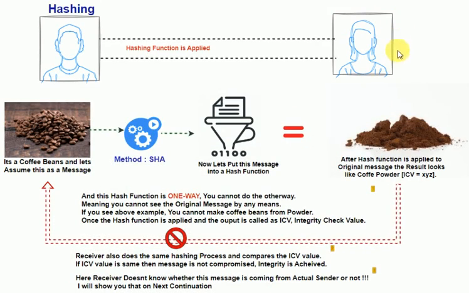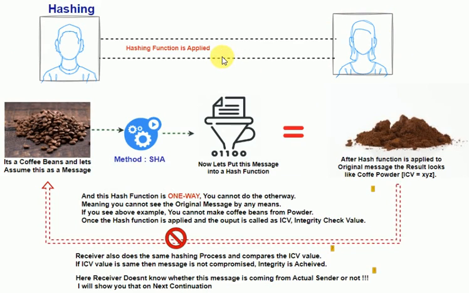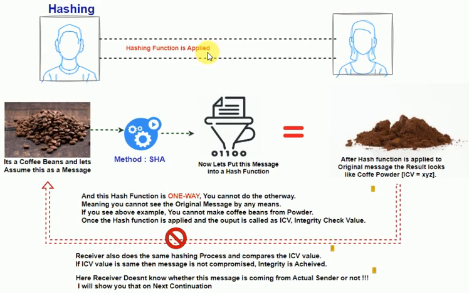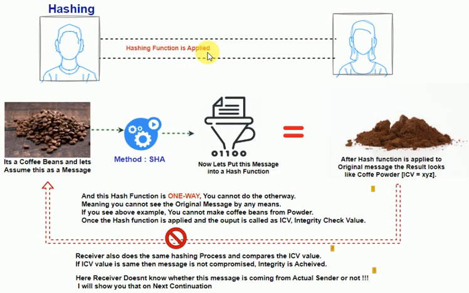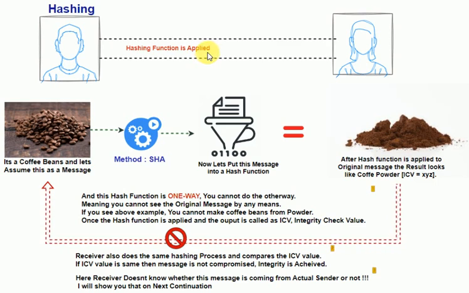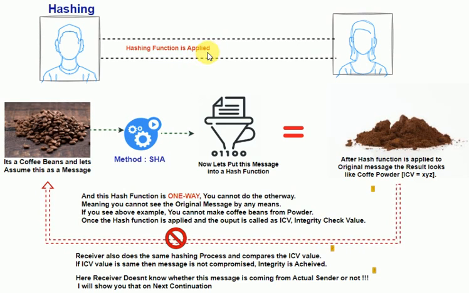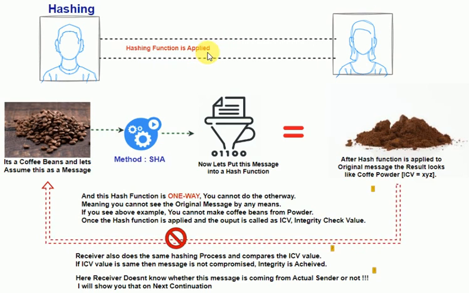Here the receiver does not know whether the message is coming from the actual source, the actual sender, or not. That's the reason we have a new technology called HMAC, hash based message authentication code. We'll discuss this in detail in the next video.